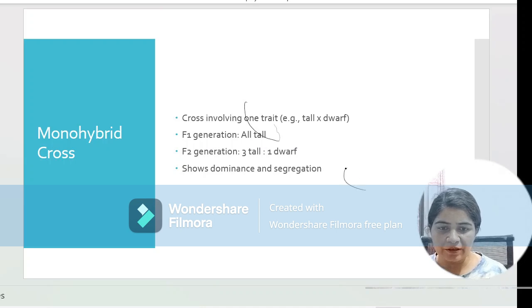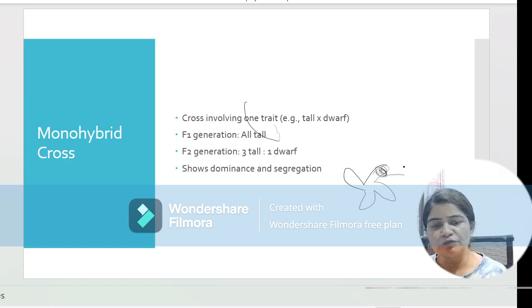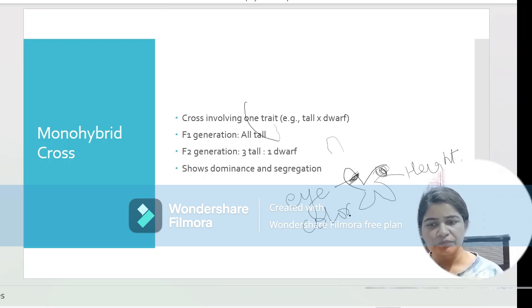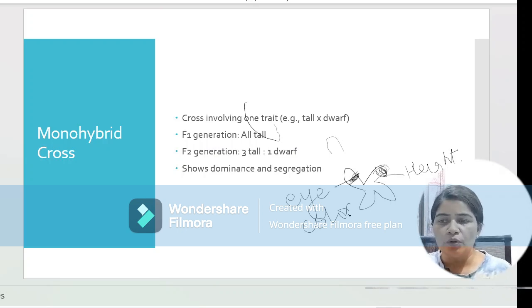and if I make a chromosome here, if this region of the chromosome codes for height, so that's a gene. If this region of the chromosome codes for the eye color, so that's again a gene. Alright, so we will be exploring such things.